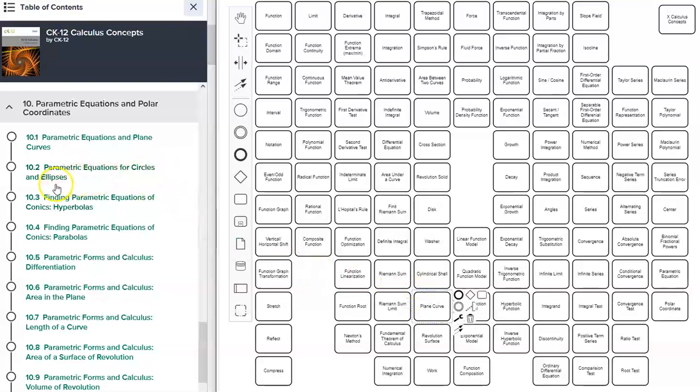Now we have circles and ellipses. Now that's something we should all know about. Circle, go ahead and write those down though, because they apply to many things. And you should know the difference between a circle and an ellipse. Parametric equations of conics, in this case a hyperbola.